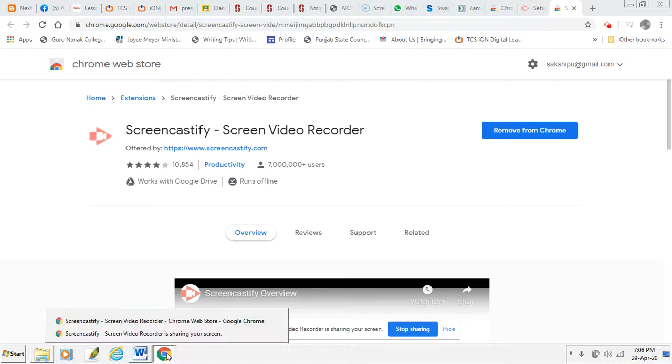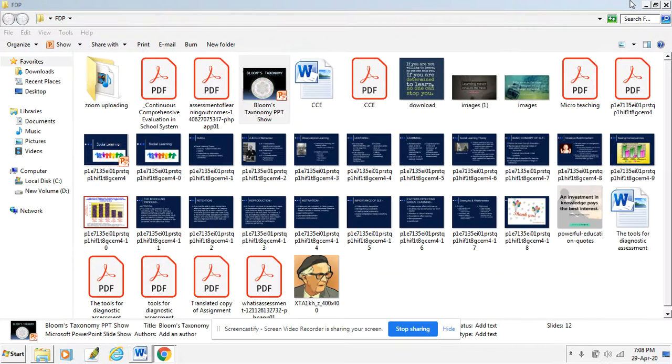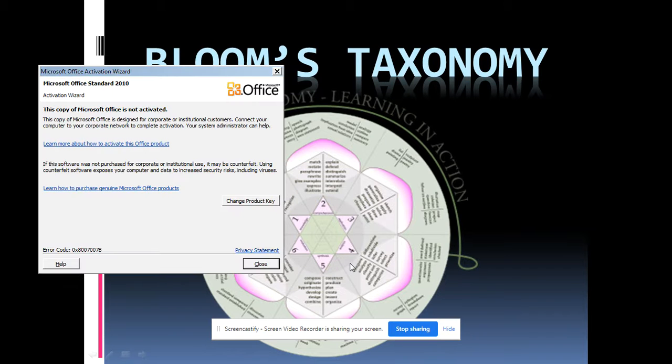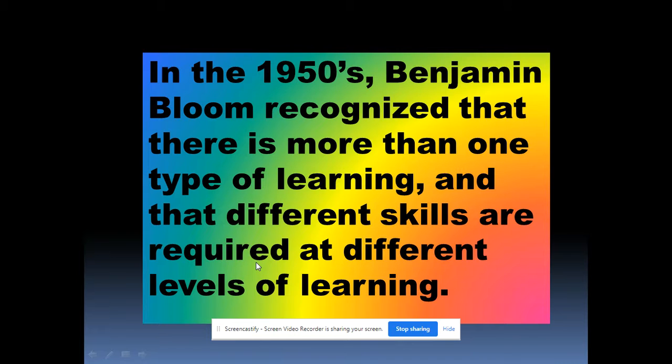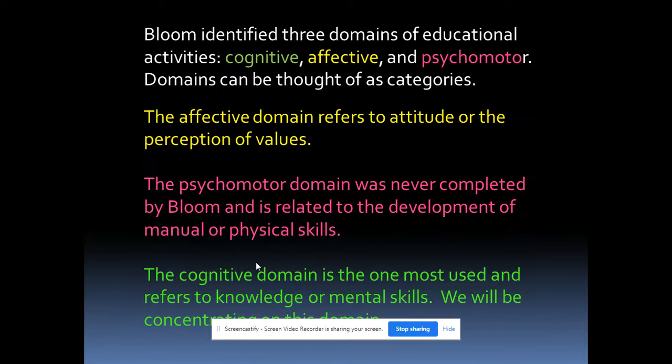So today we are going to start with Bloom's taxonomy of objectives. This was given by Dr. Benjamin Bloom in the year 1950. He gave three domains: cognitive, affective, and psychomotor domain. These three domains deal with 3H. Cognitive domain deals with head, affective domain deals with heart, and psychomotor domain deals with hands. So basically 3H are involved.